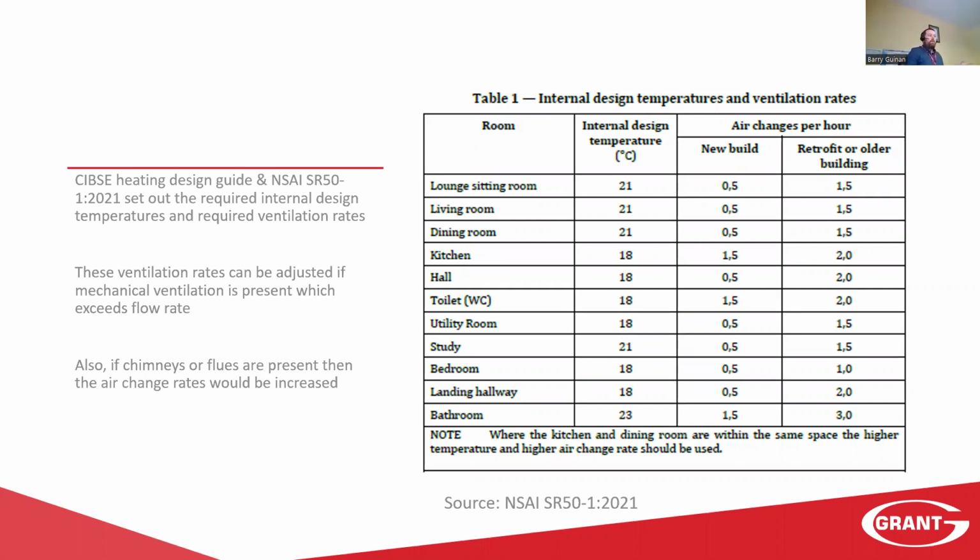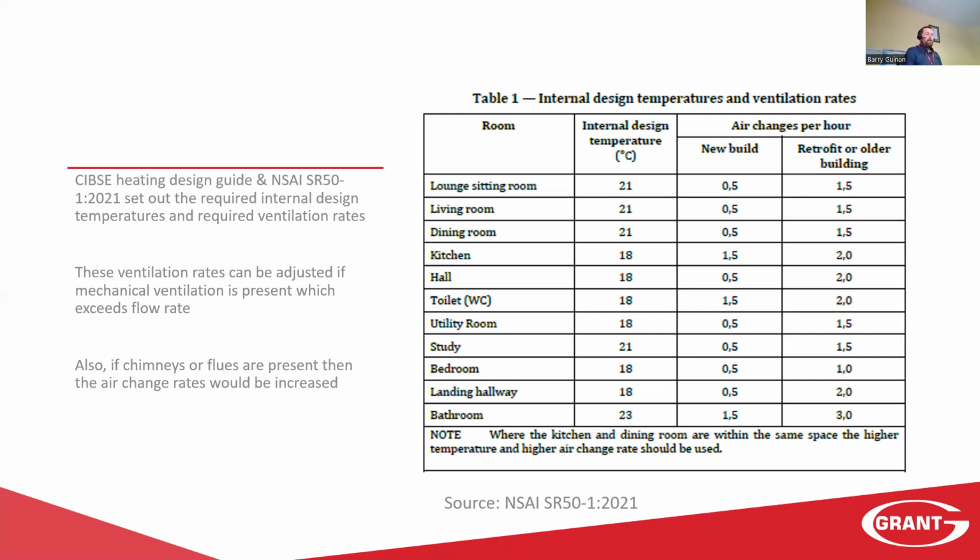They would also have a specified air change rate. So this would be the volume of air that's required to be changed within that room over a certain period. If you could see here, this is an example table from SR 50-1. It would have a list of different rooms. So we take, for argument's sake, a living room, which would have a design temperature of 21 degrees.